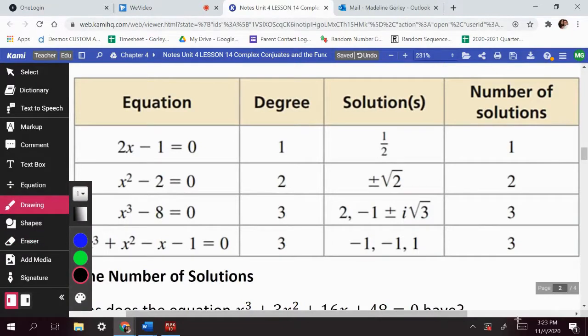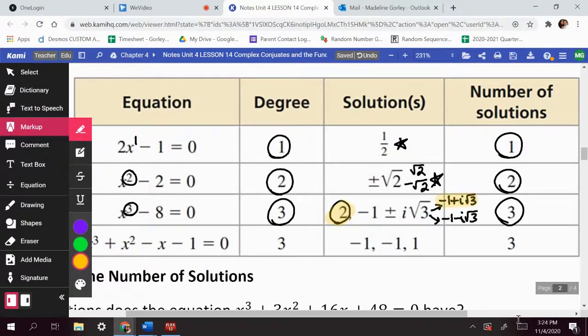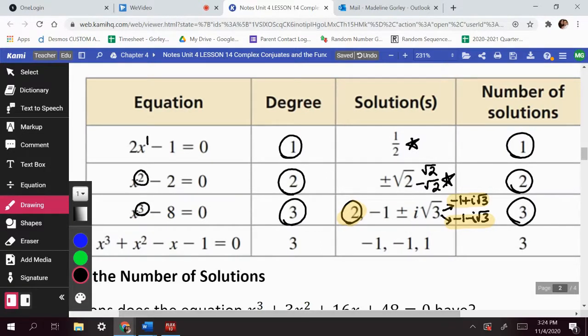Okay, notice the highest exponent here in the first equation is 1. So it's a degree 1 polynomial. We have one solution, and it's 1/2. Here, the highest exponent is 2. So it's a degree 2 polynomial. And so we should have two solutions, right? We'd have both the solutions √2 and -√2. Okay. Here, the highest exponent is 3. So we say that it's a degree 3 polynomial. The degree is equal to the number of solutions. So 2 is a solution. And then this can really be broken into two separate ones. We could have -1 plus i radical 3 and -1 minus i radical 3. Okay, so there's our 1, 2, 3 solutions. Okay, notice the solutions could be real, they could be imaginary, they could be rational, they can be irrational.